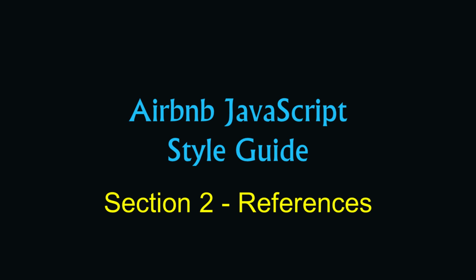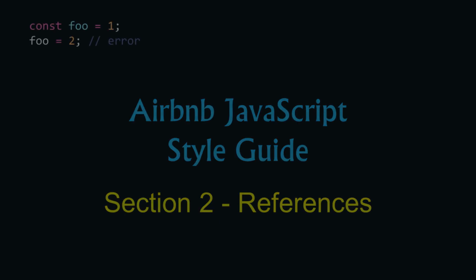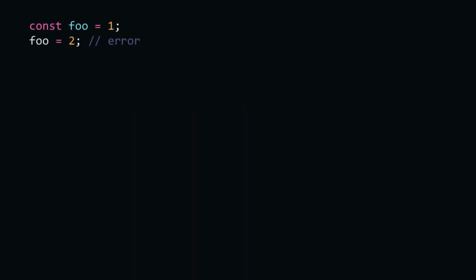Hi, the second section of the Airbnb style guide talks about const, let, and var. Const means you can't change a variable's value. If you try, you'll get an error. Var and let both let you change the variable's value, but the difference is that var is function scoped, while let is block scoped.